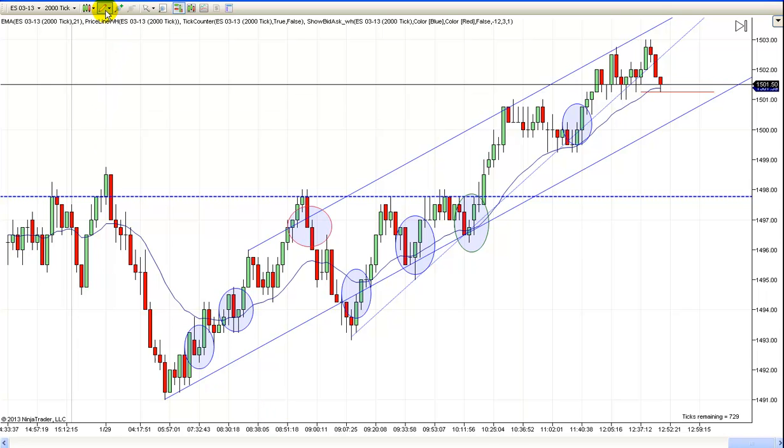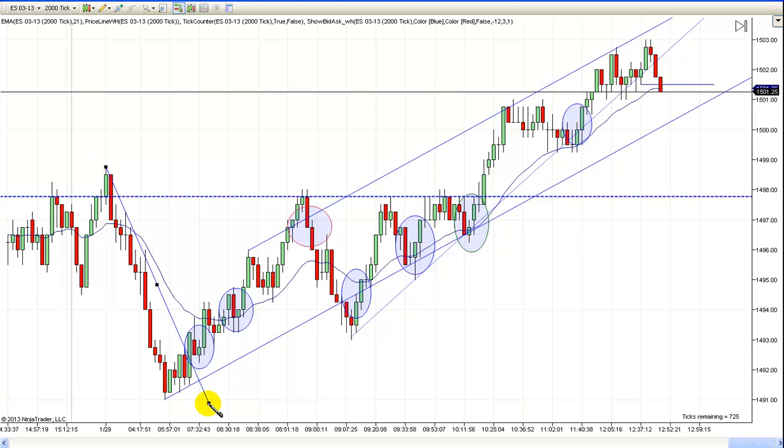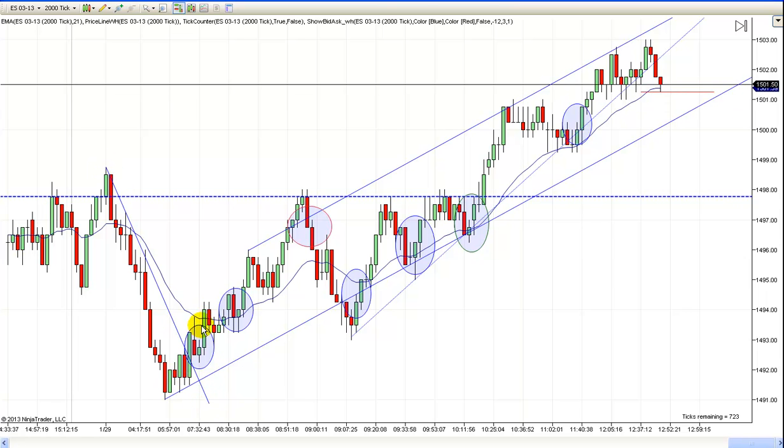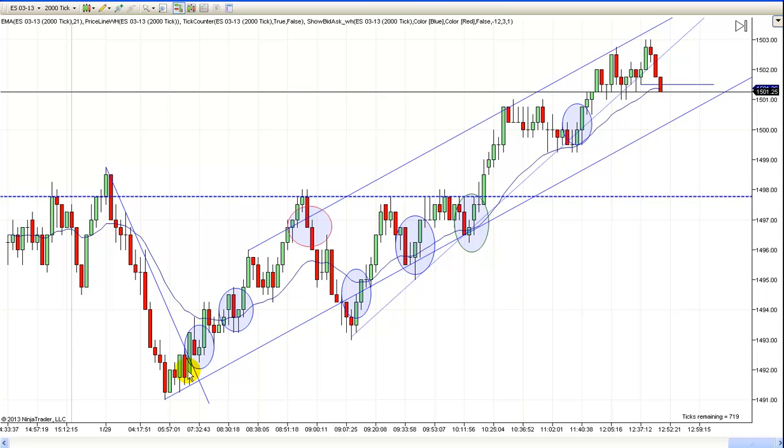I'll draw this trend line for you. You see the trend line right there? We broke it. And so you might have gotten trapped short right here, but because of all this overlap, I wouldn't have been entering short.